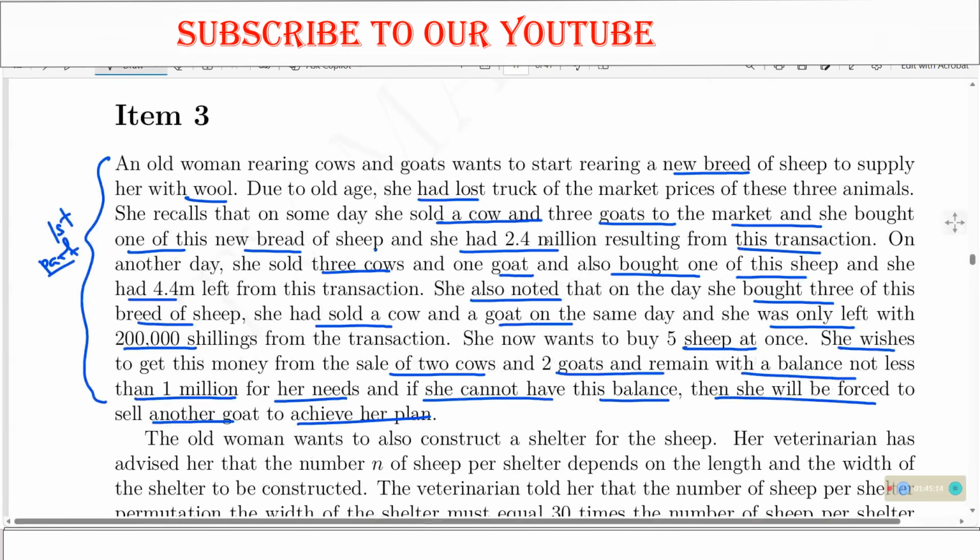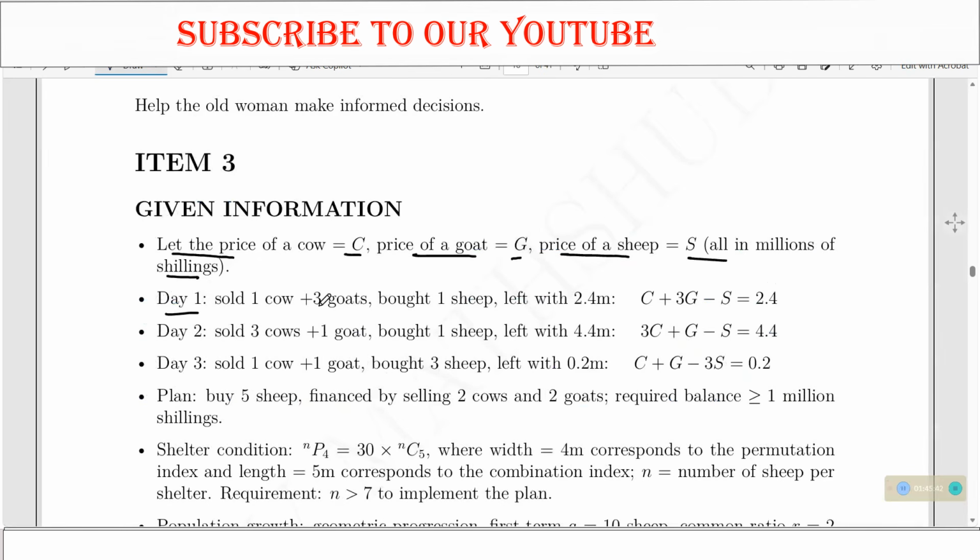On the first day, she records that on some day, she had 2.4 million left. That was after selling a cow and 3 goats on the market, and she had bought one of this new breed. So she had sold a cow at a cost which we are calling C, plus 3 goats, but using this money she bought a sheep at cost S, and this is the money she was left with, and that is 2.4. So she sold 1 cow and 3 goats, but bought 1 sheep using that money, and she was left with 2.4 million.